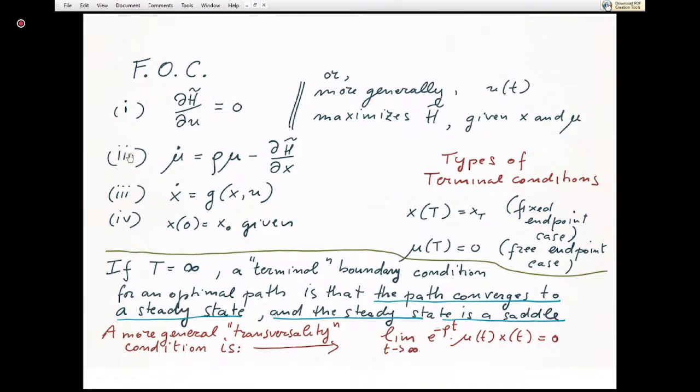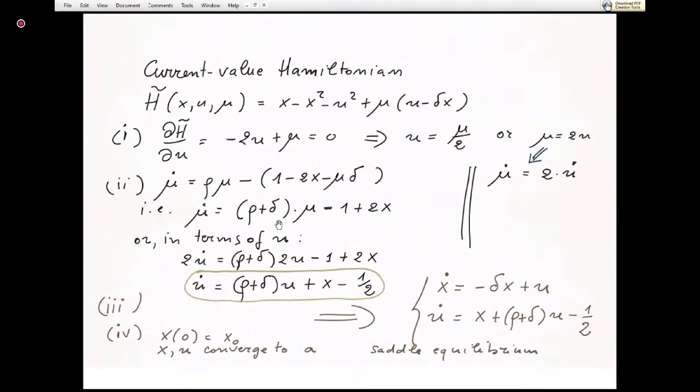Let me write down for our problem the second condition, which is the only missing part. The second condition is, remember, mu dot is equal to rho mu, this is standard, minus the derivative of H with respect to x. The derivative of H with respect to x is 1 minus 2x minus mu delta. So minus this quantity. Now we can rearrange it because there is something that depends on mu. So rho plus delta, mu, minus 1 minus 2x.